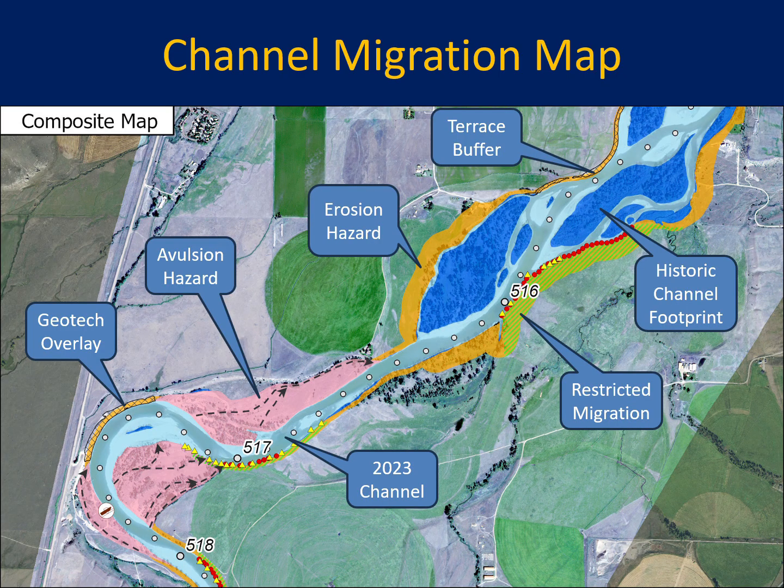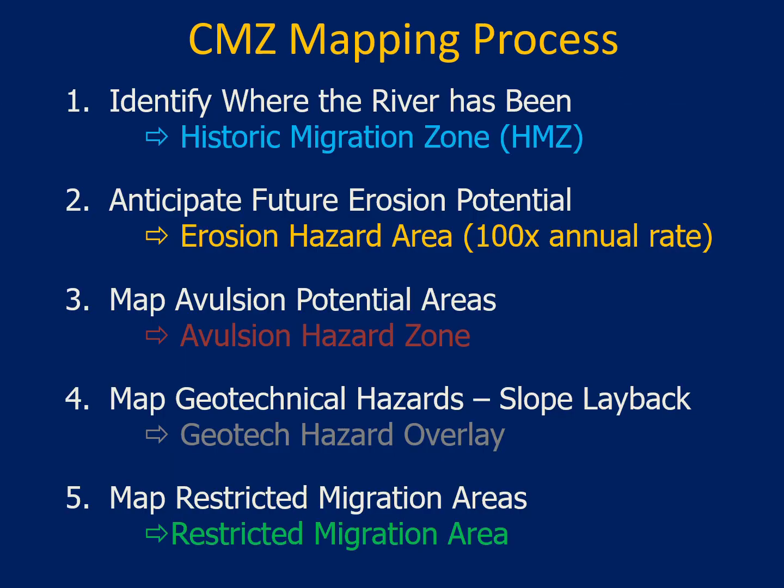So here's what the channel migration map looks like, and I'll go over these different features in a moment, but first we'll quickly step through how this map was created. The first step of creating a channel migration map is to identify and map where the river has been located over time using historical aerial photos. The area where the river has occupied over the years is called the Historic Channel Migration Zone. Those historic aerial images are also used to measure the distance and direction that the river has moved over time.